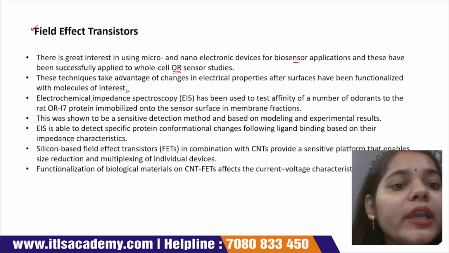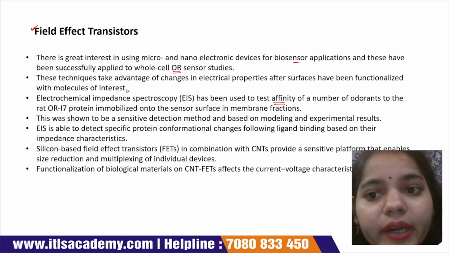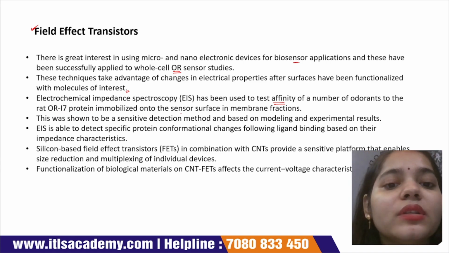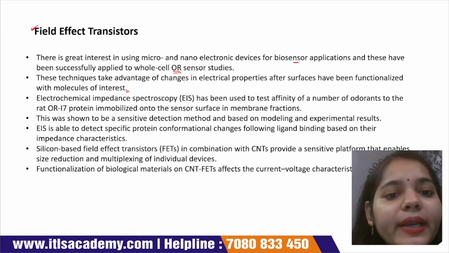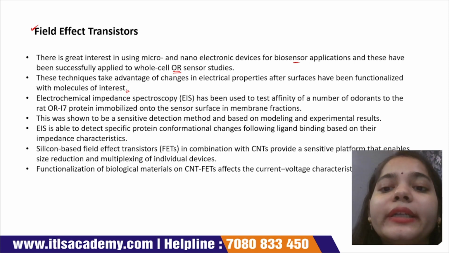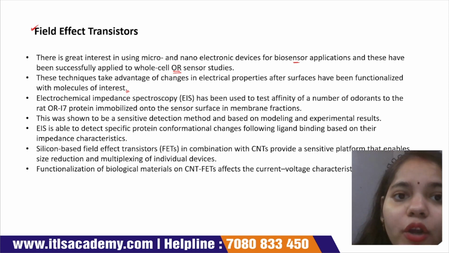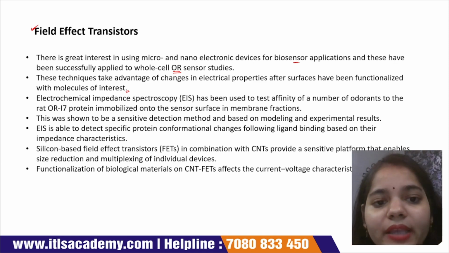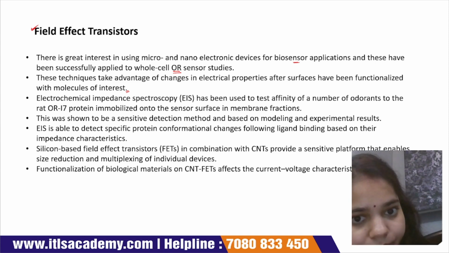Electrochemical impedance spectroscopy has been used to test the affinity of a number of odorants to the olfactory receptor 7 protein immobilized on the sensor surface in the membrane fraction.